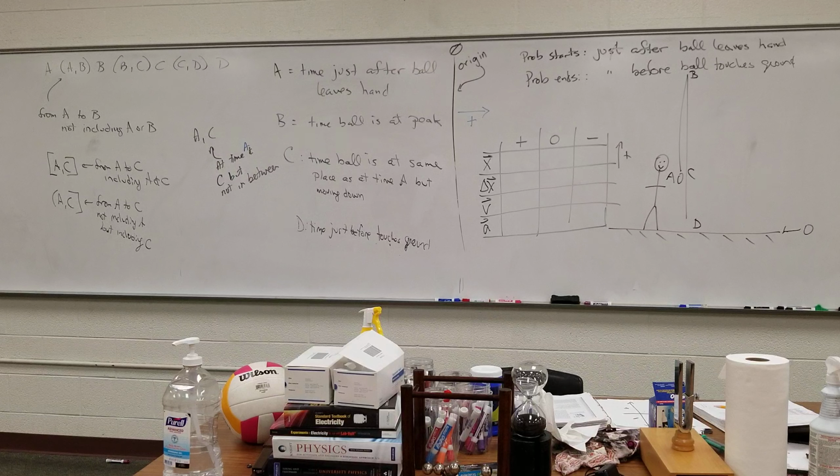So if the ground is zero, how can anything be on the negative side of the ground? It's like a trick question. Or the simplest one in the group. Yeah. Okay.